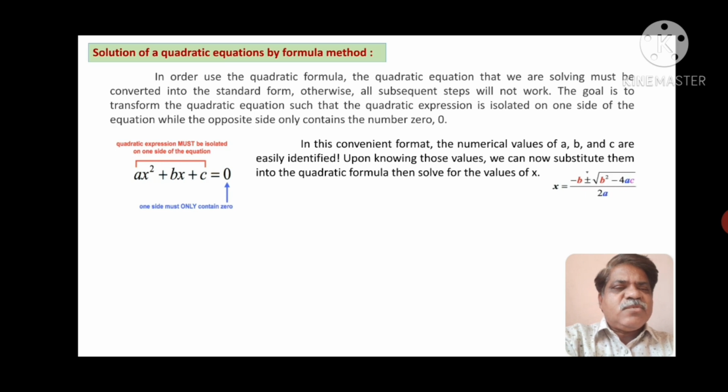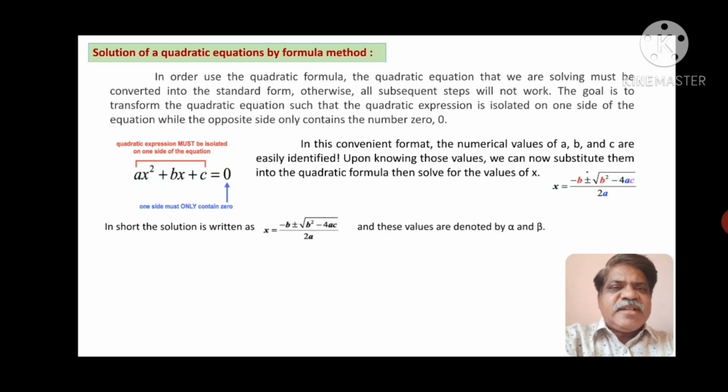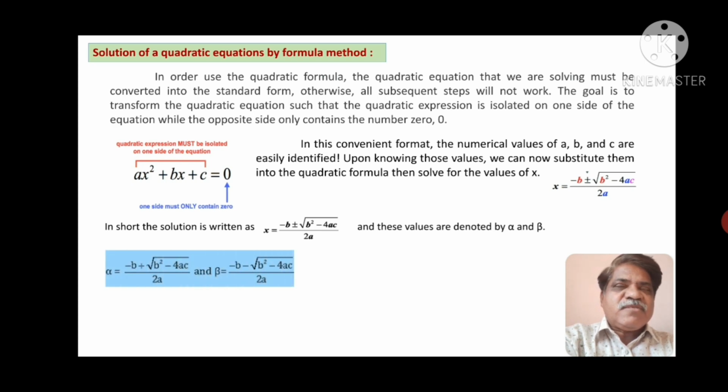That is, x is equal to minus b plus or minus under root b square minus 4ac upon 2a. In short, the solution is written as x is equal to minus b plus or minus under root b square minus 4ac upon 2a, and these values are denoted by alpha and beta. So, alpha is equal to minus b plus under root b square minus 4ac upon 2a, and beta is equal to minus b minus under root b square minus 4ac upon 2a.